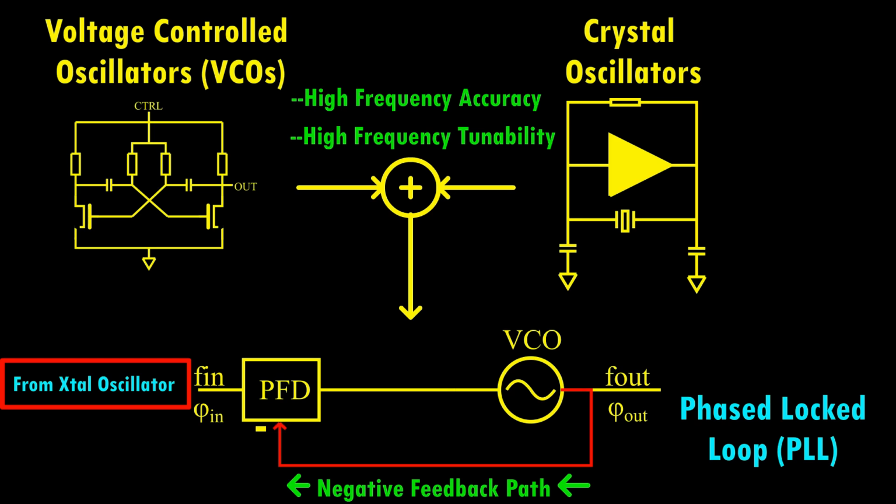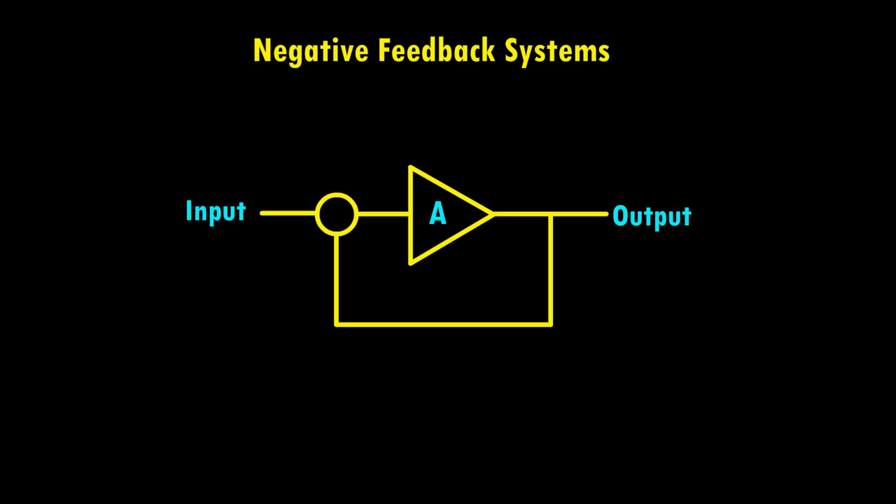To understand how this works, let's first review the theory of negative feedback systems. Consider an amplifier with a gain A, where a portion of the output is fed back to the input through a feedback network having a feedback factor beta. The feedback signal is subtracted from the input signal, and the difference, called the error signal, is amplified.